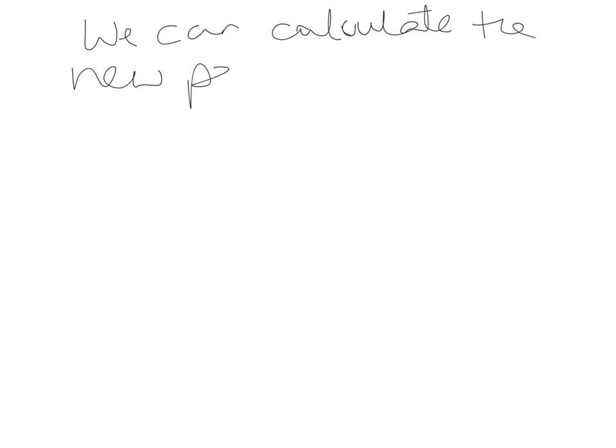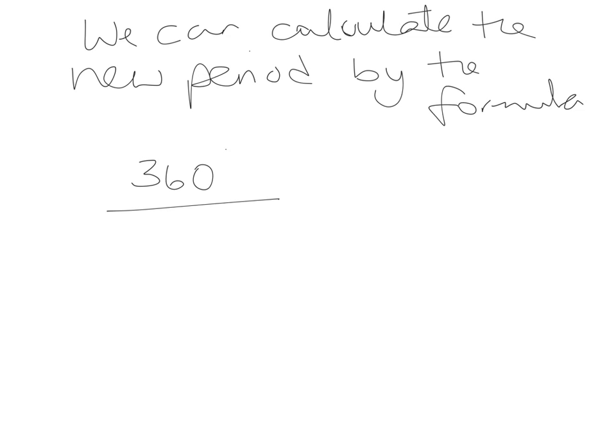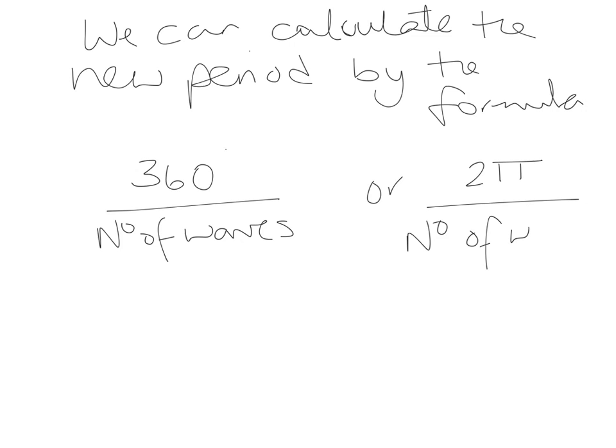So the formula is 360 degrees divided by the number of waves, or 2 pi divided by the number of waves, depending on whether you're working in degrees or radians.